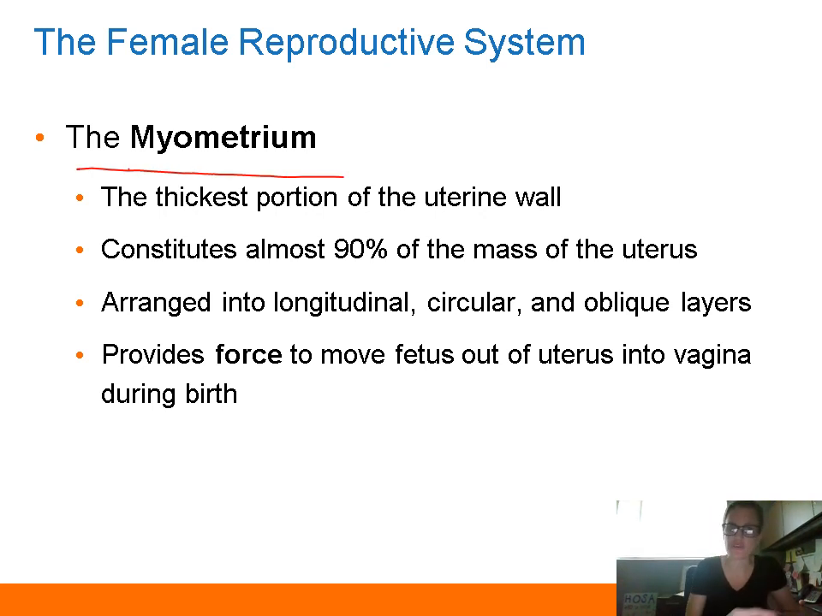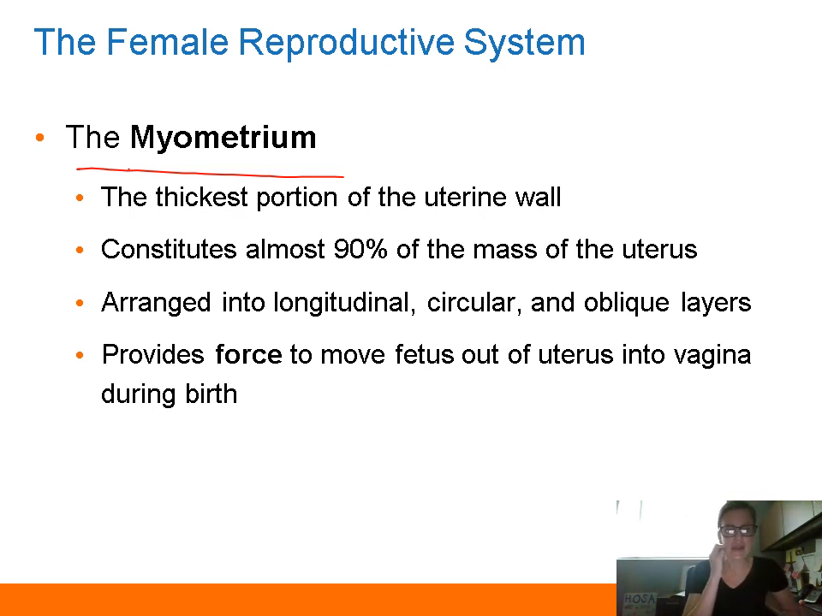Again, the myometrium is the thick layer of smooth muscle. This is the thickest portion of the uterine wall. It constitutes about 90% of the actual mass of the uterus. So most of the uterus is actually muscle in the myometrium. The muscle in the myometrium is arranged into three different layers, and the layers are going in different directions. There's a longitudinal layer of muscle, a circular layer of muscle, and then an oblique layer that goes at a diagonal.